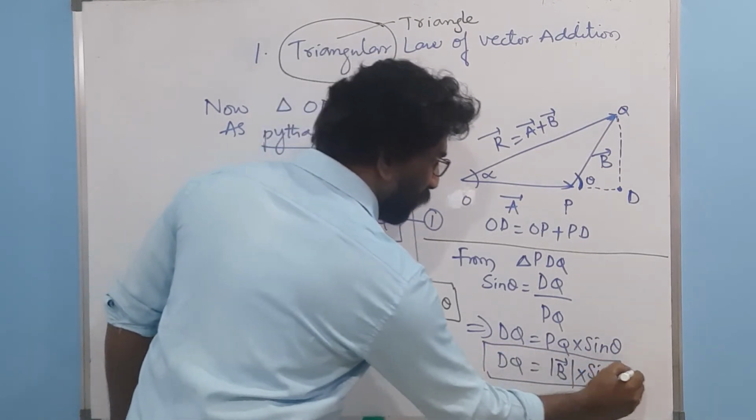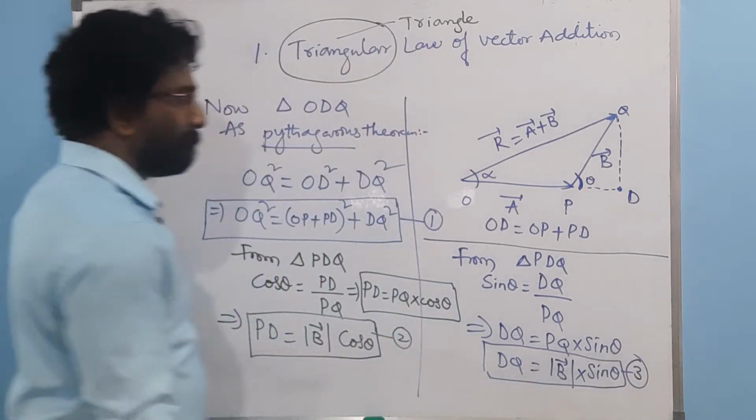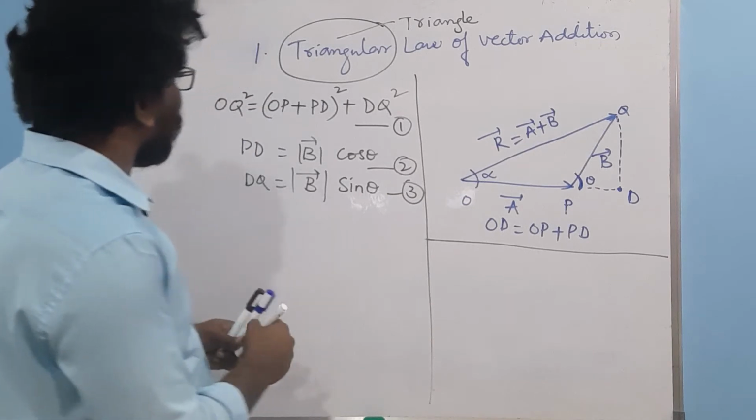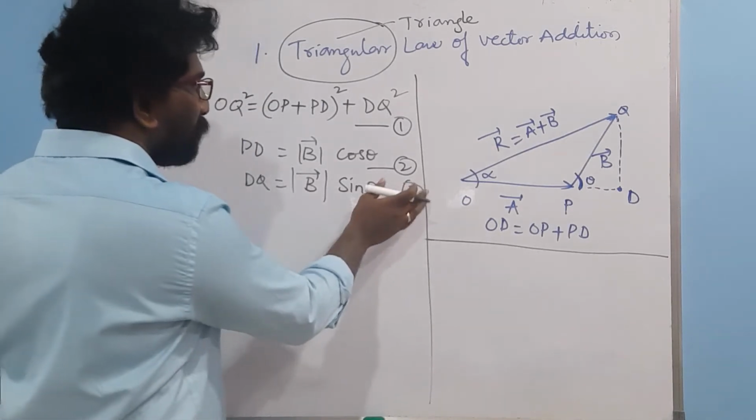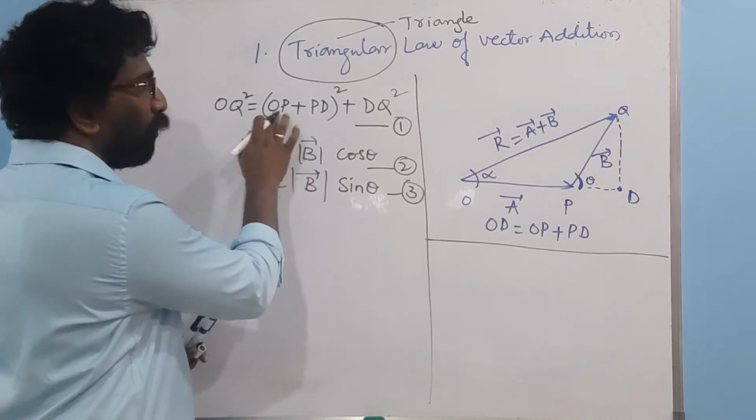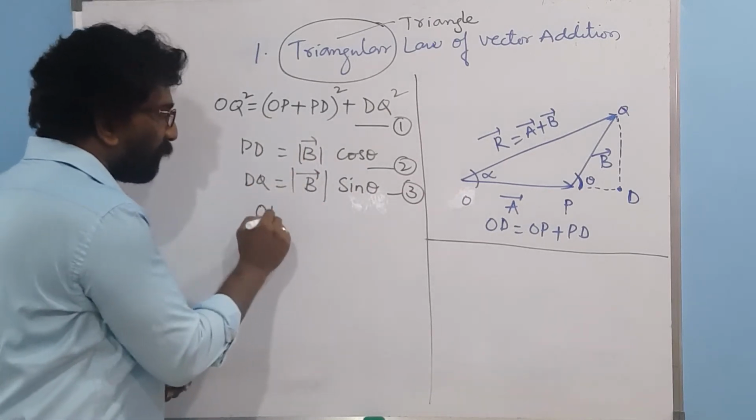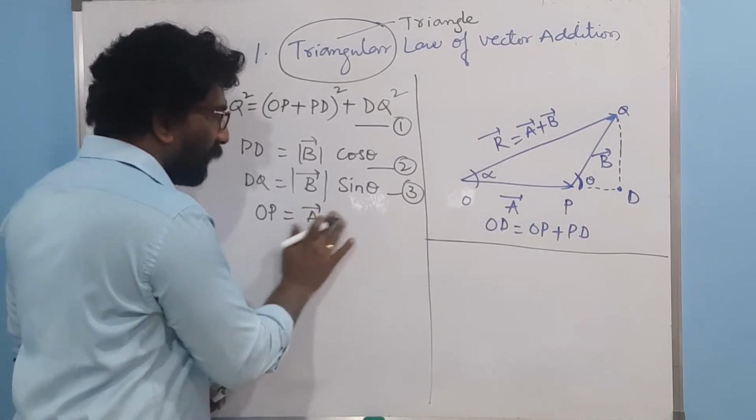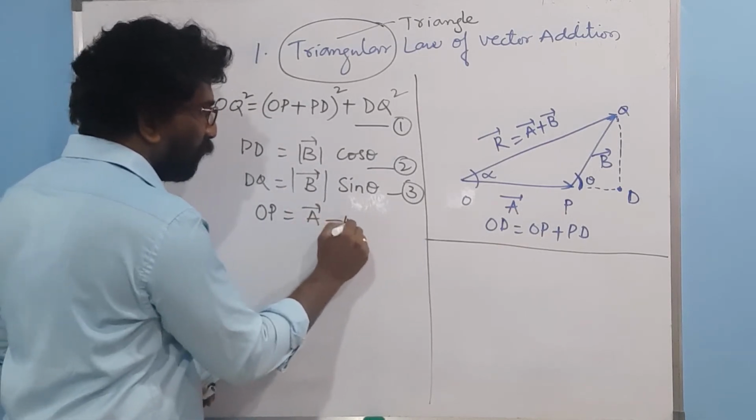This is my equation number 3. So these are the equations which you have got here, 3 equations. Now let us substitute these 2 equations in this one. Before substituting, we know what this OP is. What is OP? From the diagram, OP equal to A vector, let it be my equation number 4.